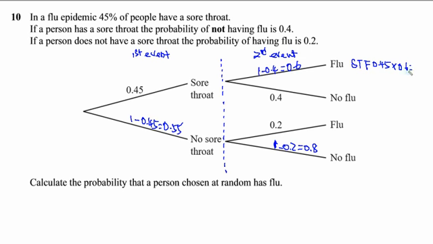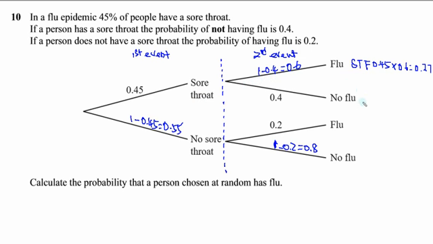Okay, now 6 times 3, so is this 0.27? Okay, 0.27 is the probability if a person has a sore throat and also has a flu.